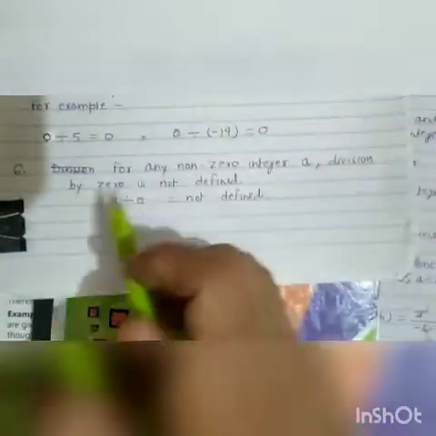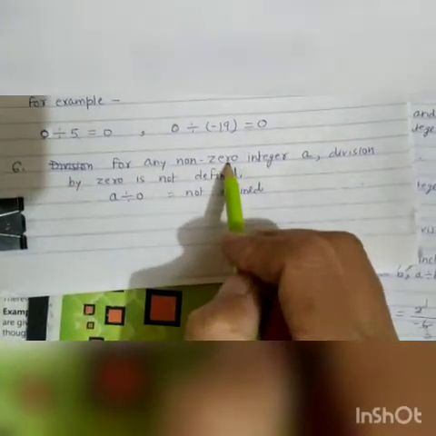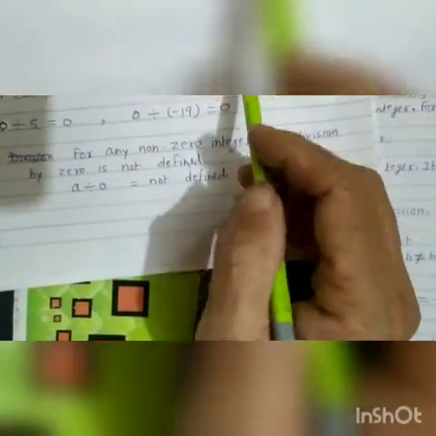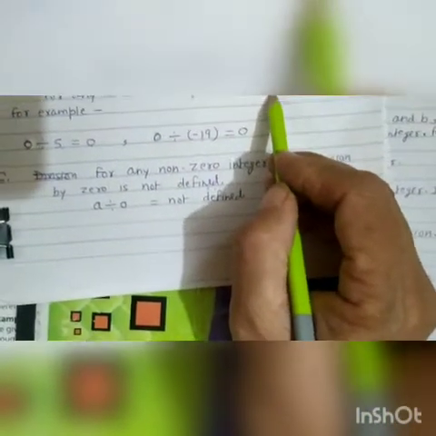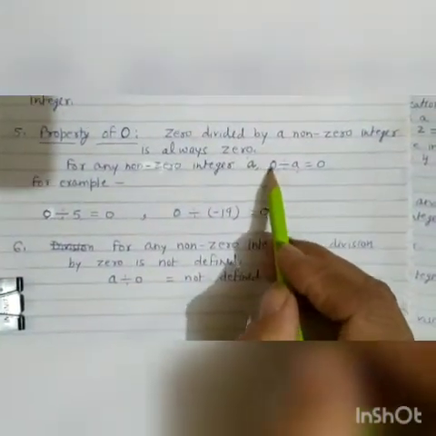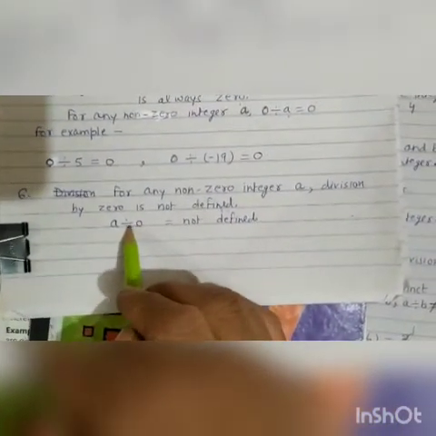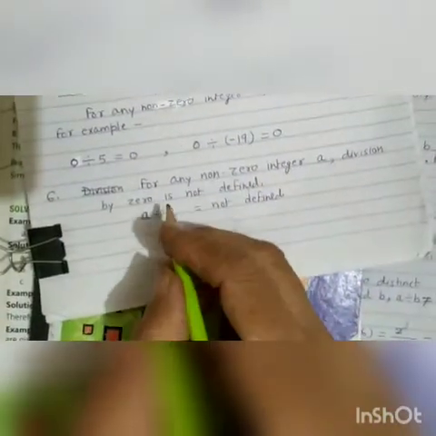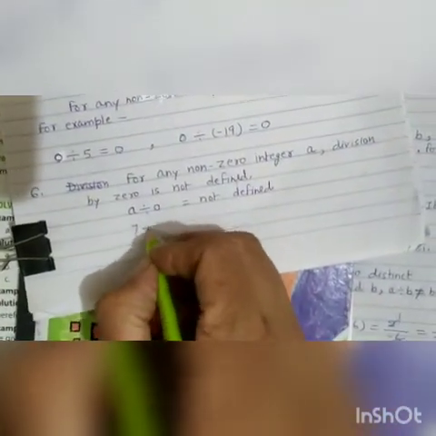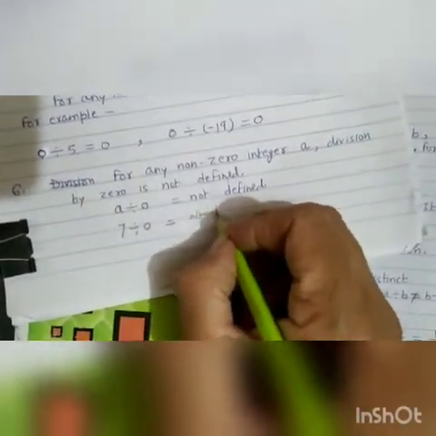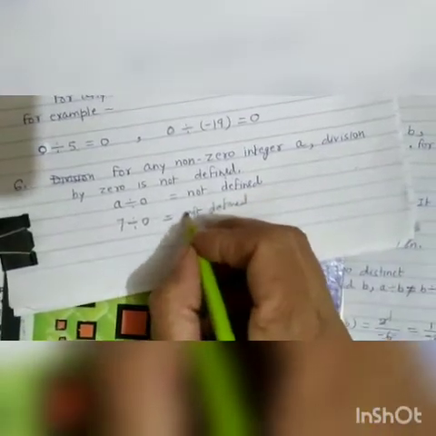Clear? But see, in this property, for any non-zero integer a, division by 0 is not defined. If we take the opposite of it, a divided by 0, this is not 0 divided by a. See here, this is 0 divided by a. Here we are taking a divided by 0. This is not defined. If you get any question, suppose we are taking 7 divided by 0, we will not write 0 here. We will write not defined. If we write 0 here, it will be wrong.